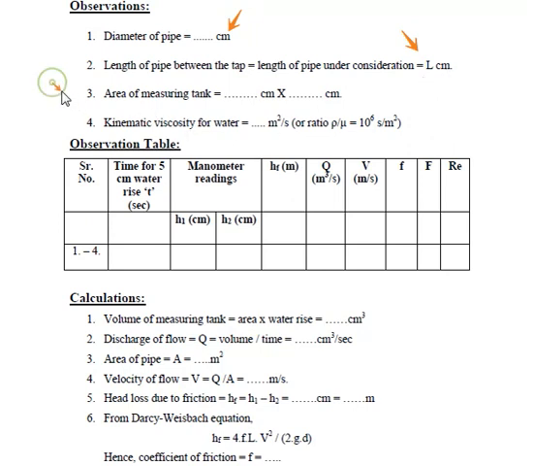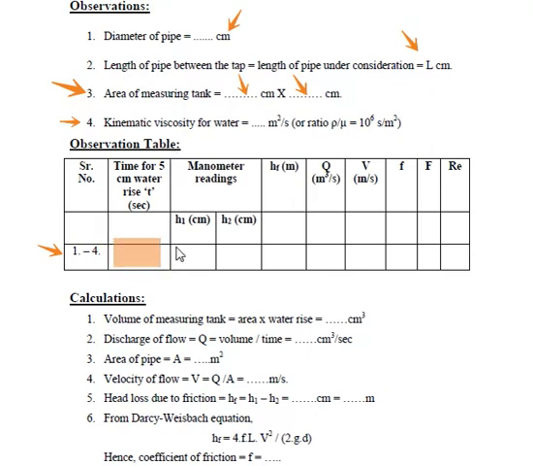Now the measuring tank dimensions L into B, and height you can take 10 centimeters, that is LBH upon T. T is small t, the time in seconds to collect the required volume. Here kinematic viscosity you can take of water, assuming the atmospheric temperature, and from the charts, properties of water chart, you can directly take the kinematic viscosity of water. Now in observation table you can clearly see here serial number. Now see time for 5 centimeter water rise. Now here 5 centimeter, how much time is required for the water to rise, you can note it down here.